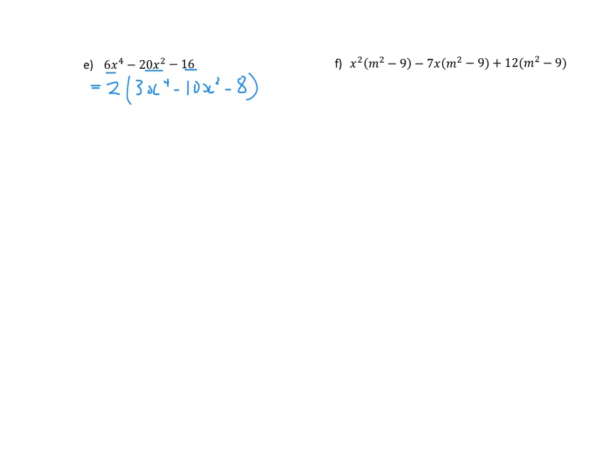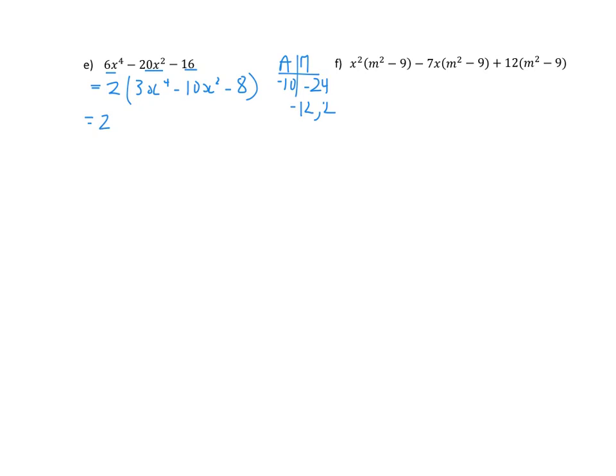Okay, now this inside the bracket still reminds me of a trinomial. It really has that form of ax squared plus bx plus c. It's just instead of ax squared, I have ax to the 4, and instead of just a bx, I have bx squared. So it still follows that trinomial pattern. We're going to need numbers that add to negative 10 and multiply to negative 24. And I think, what will do that? A negative 12 and a positive 2 will multiply to negative 24 and add to negative 10.